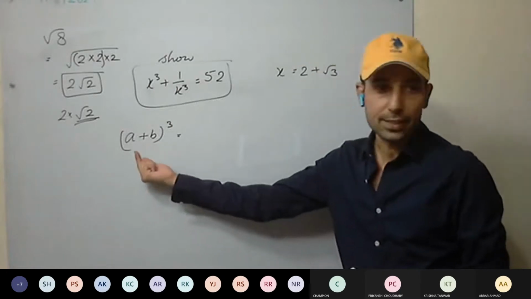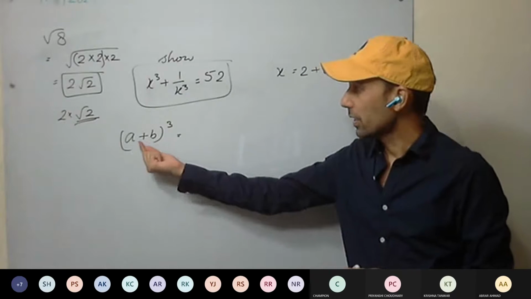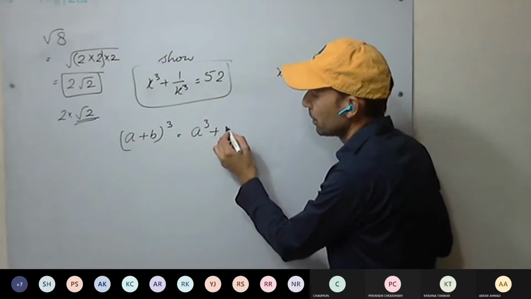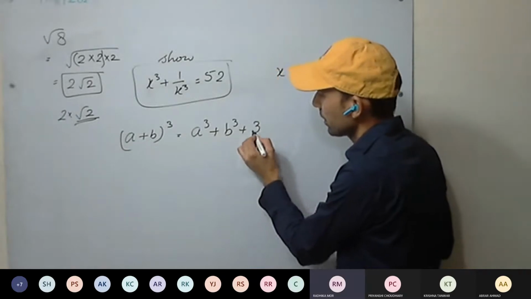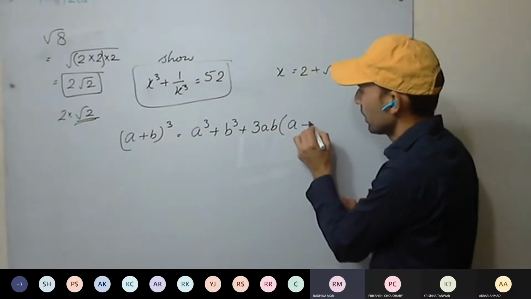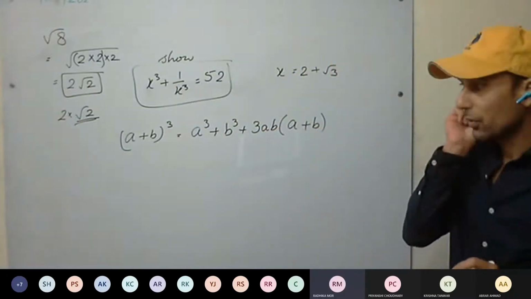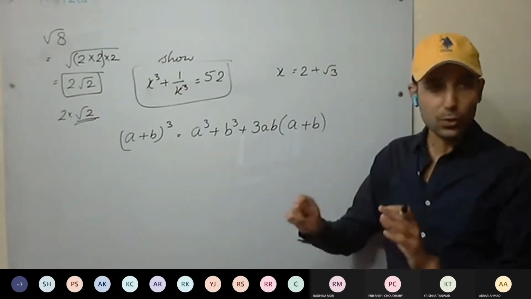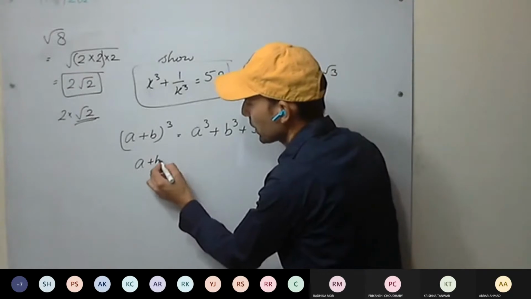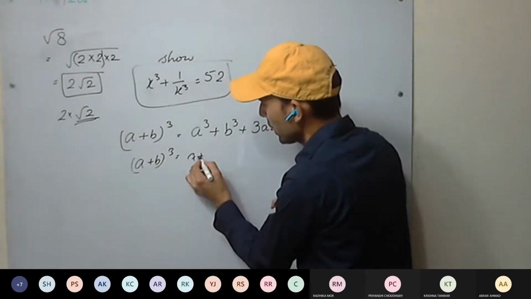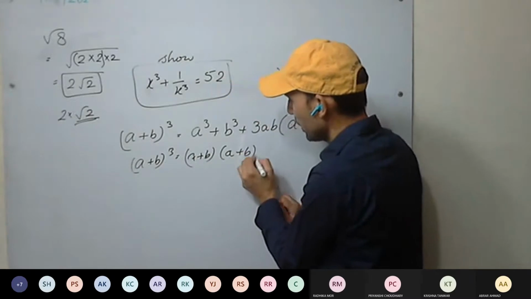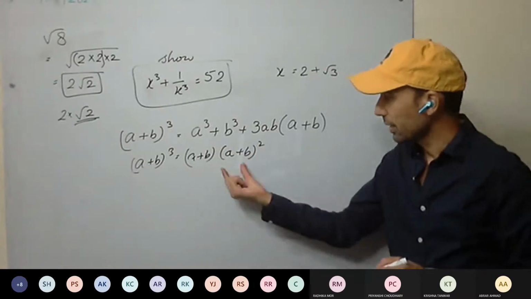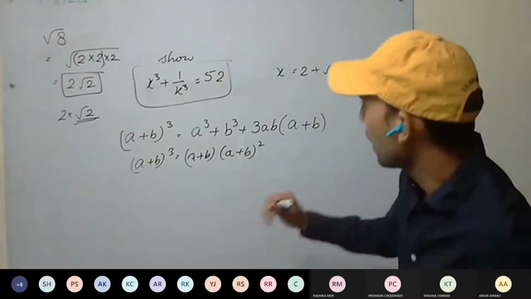Okay, we can use the identity. What is a plus b the whole cube? It is a cube plus b cube plus 3ab into a plus b. This you all know. If you don't know, you can solve it: a plus b the whole cube is a plus b into a plus b square. We can write it like this, then multiply.